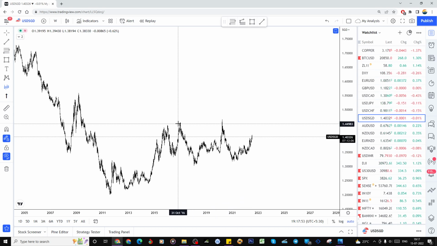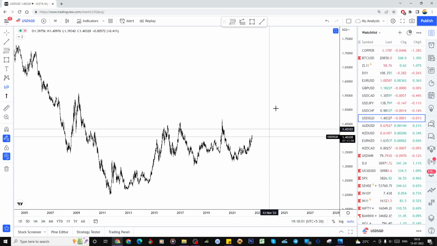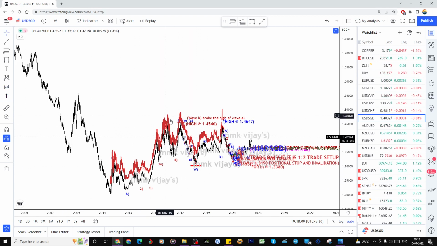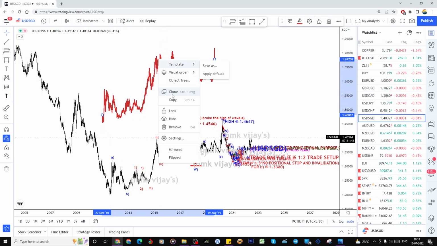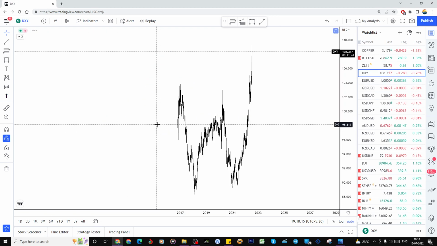So if it is in the formation of a three-wave structure, this could be A, B, C, D, and one more three-wave structure to the E. So this becomes the bigger picture, and then it could be a triangle. So you forget about this analysis. I'm just copying. Look at this. I just copy the same pattern, right? And we will move on to the DXY.